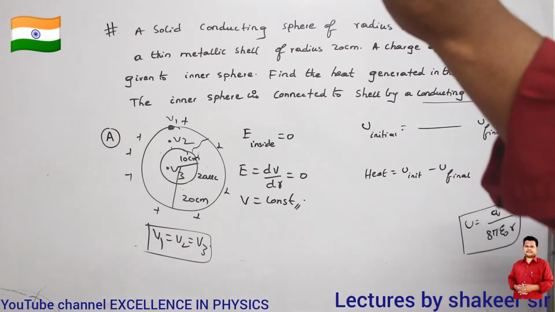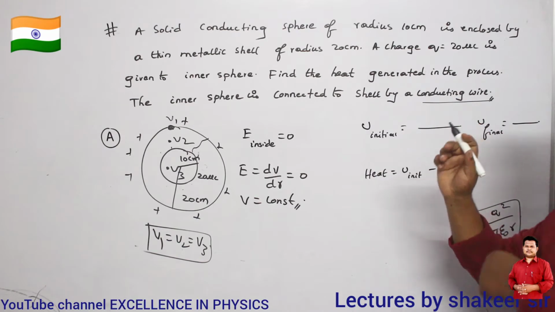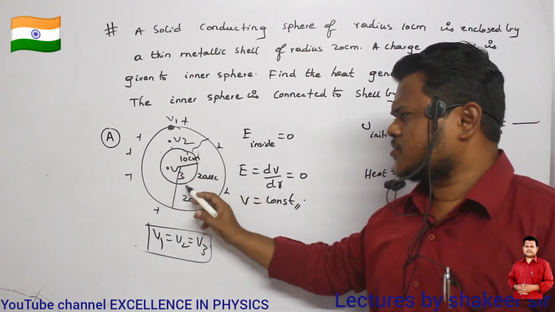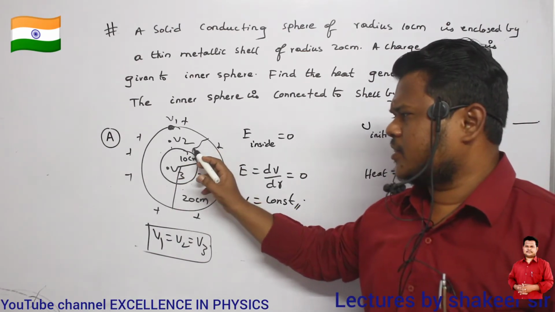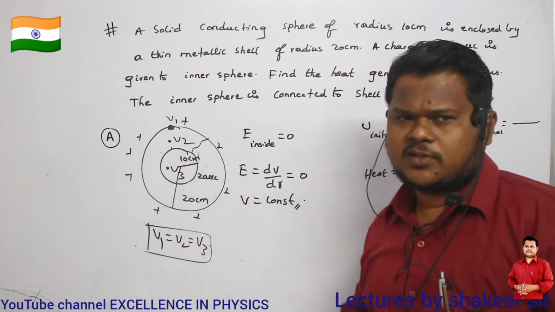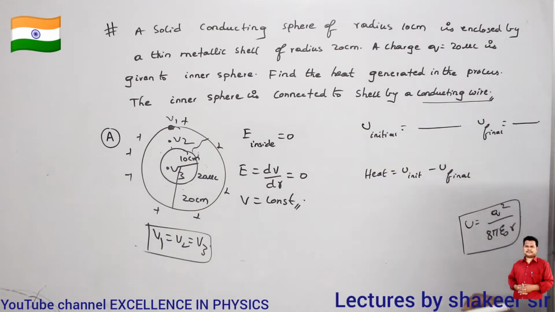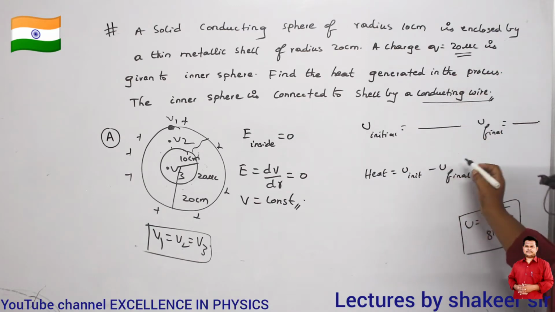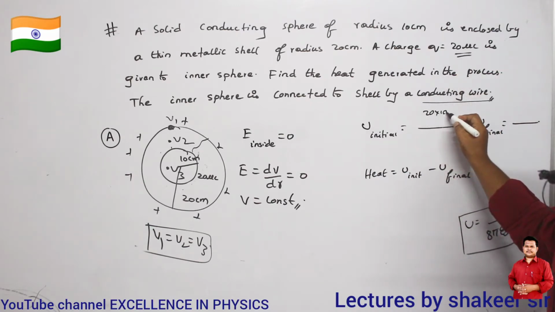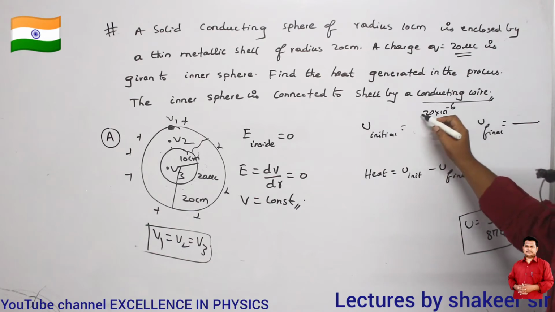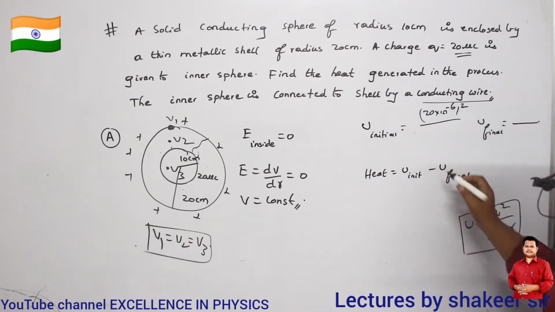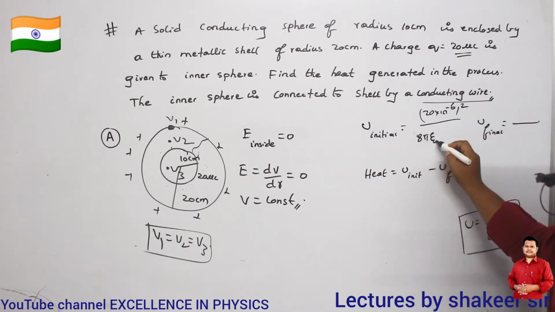Already we have derived this relation. Clear now? So initial potential energy is only because of this smaller one, because before connecting this conducting wire, all the charges were present on the smaller shell. So how can I write it? The total amount of charge is 20 microcoulombs. So 20 into 10 power minus 6, whole square, so Q square divided by 8 pi E naught into R.